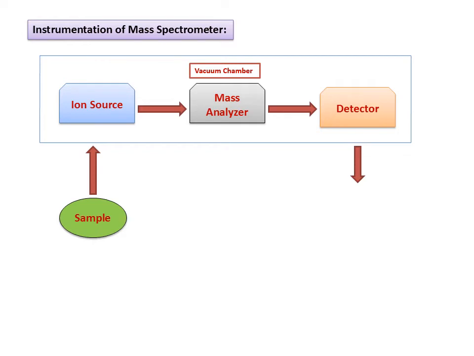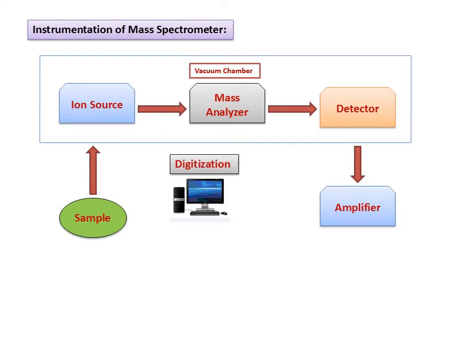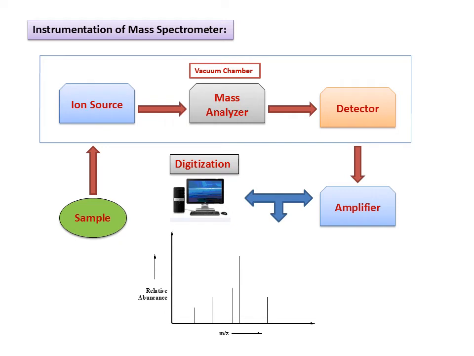The next step of the instrumentation is the amplification of the ions. During amplification, digitization of the ions formed in the vacuum chamber is carried out simultaneously, and then we get the mass spectrum of the sample molecule digitally in the form of a graph.